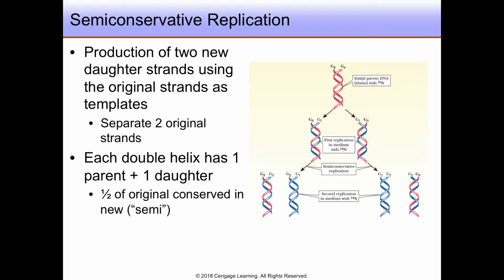We might imagine different mechanisms for replication, but we find the process is semi-conservative in nature. That is to say, each original or parent strand is used as a template to synthesize a new or daughter strand. Thus, the resulting two copies each carry one parent and one daughter strand. This means that one half of the original DNA is retained in the new double helices. It is semi-conserved, as shown here in our figure.